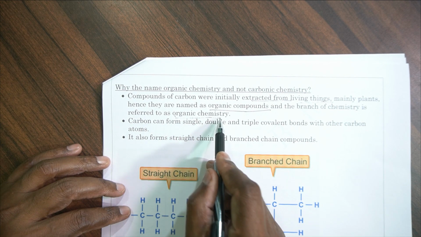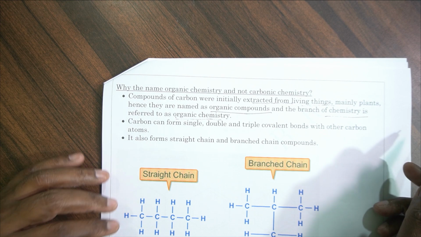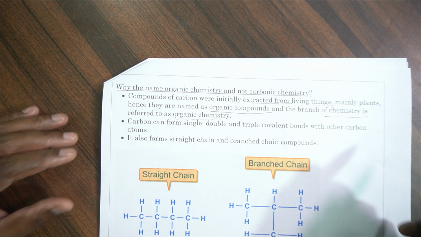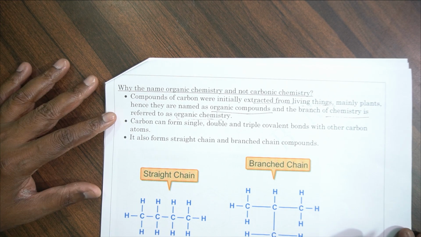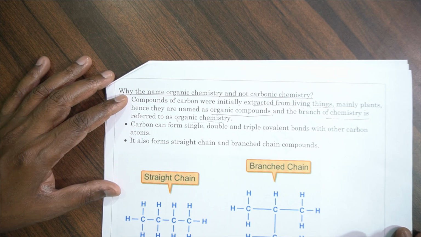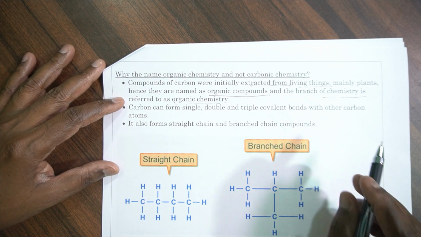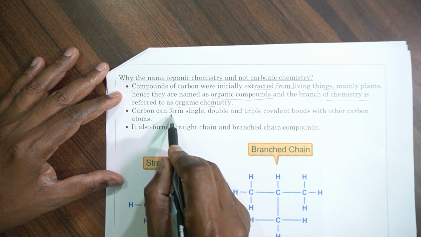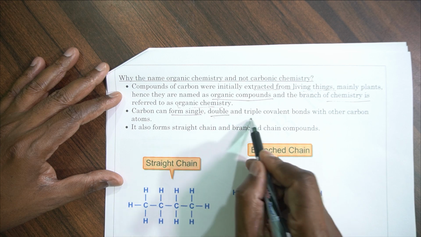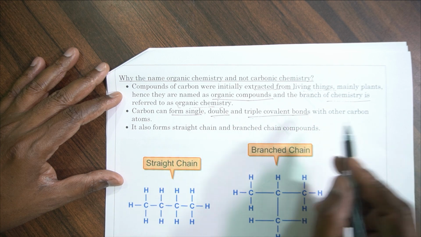And later, a large number of compounds were synthesized artificially and the branch became bigger with a large number of compounds. Initially this name was given because they were extracted from living things, and the name still continues. Now carbon has the ability to form single, double or triple covalent bonds with other carbon atoms.